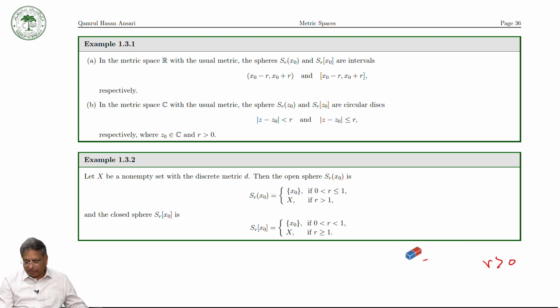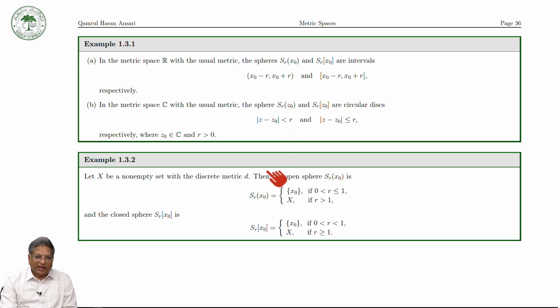Similarly, we can define the open sphere, or open ball, with center at z0 and radius r, and the closed ball at z0, in the usual metric space C of complex numbers. Then they are all circular disks of this form: mod of z minus z0 is less than r, or here, less than or equal to r. Keep in mind z0 is a complex number and z is also a complex number.